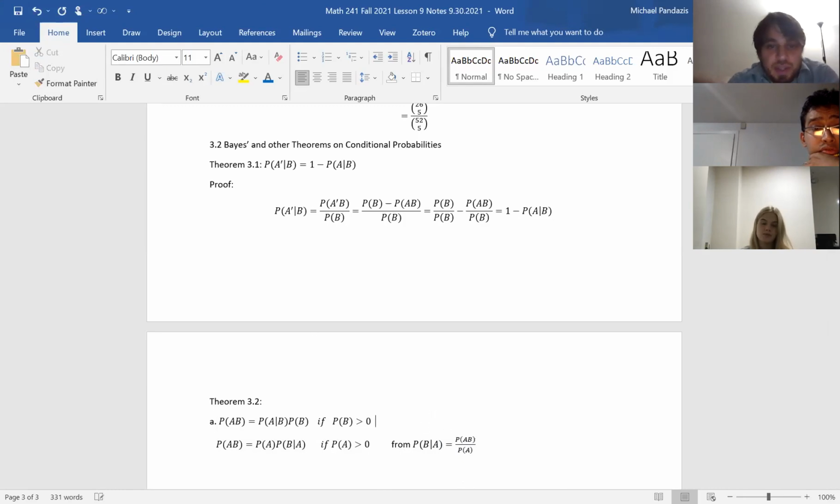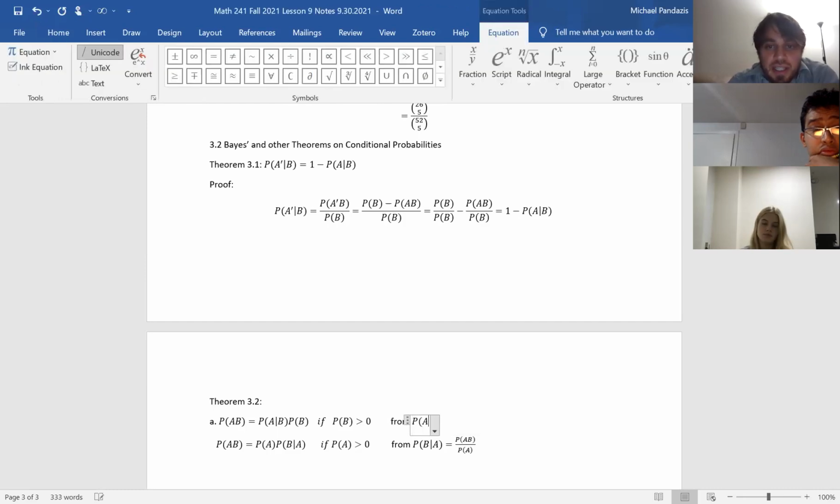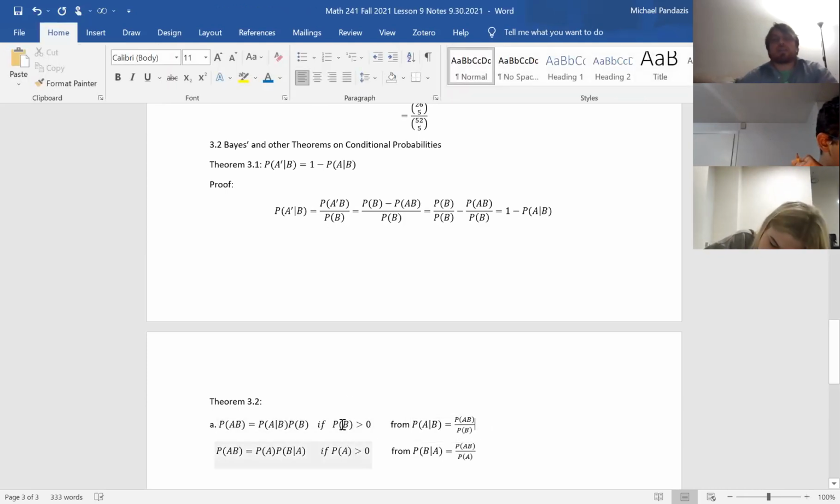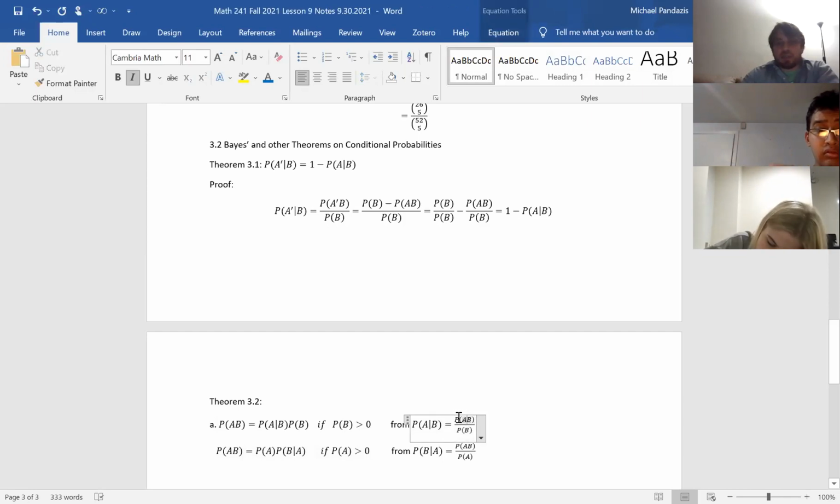And this is just a very similar reason. This is just from P of A given B is equal to P of AB divided by P of B. Okay, and that's if P of B is positive. And if P of B is positive, then the numerator here, P of AB, is equal to P of A given B times P of B.